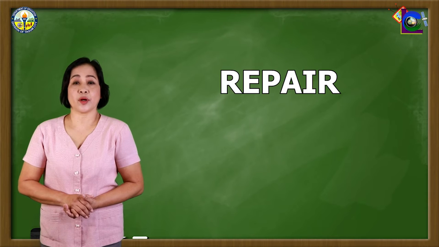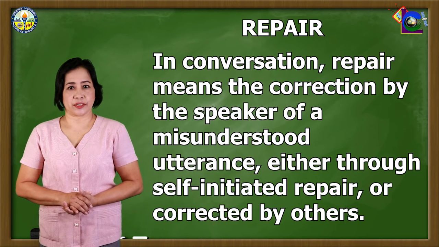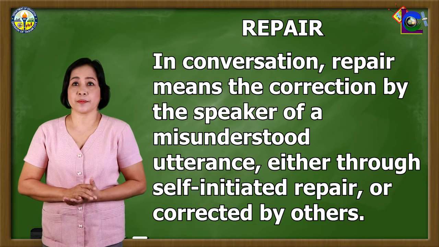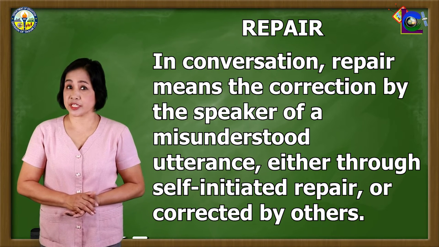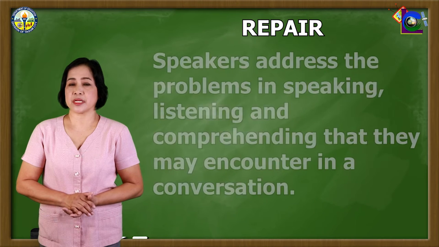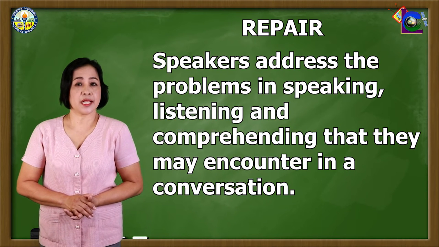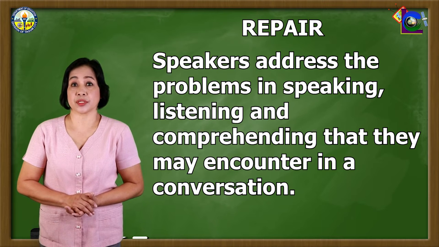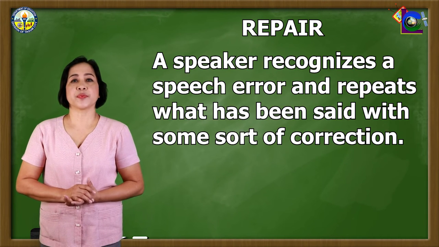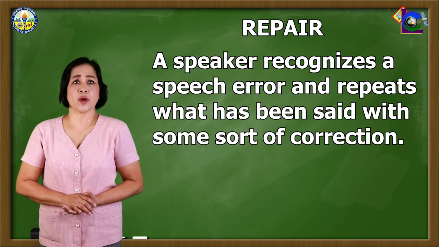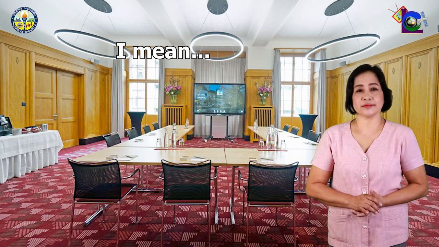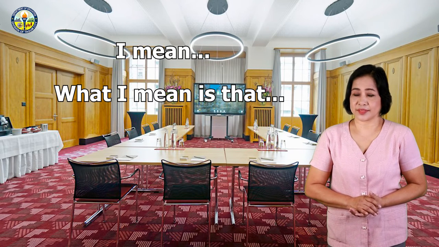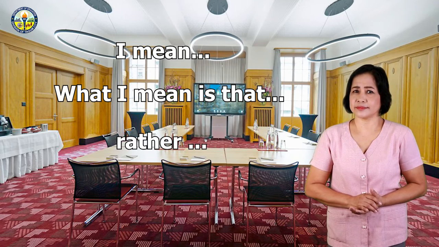Six, we have repair. In conversation, repair means the correction by the speaker of a misunderstood utterance, either through self-initiated repair or corrected by others. Speakers address the problems in speaking, listening, and comprehending that they may encounter in a conversation. A speaker recognizes a speech error and repeats what has been said with some sort of correction. Here are the examples. I mean, or what I mean is that, or another example, rather. Then you add something.